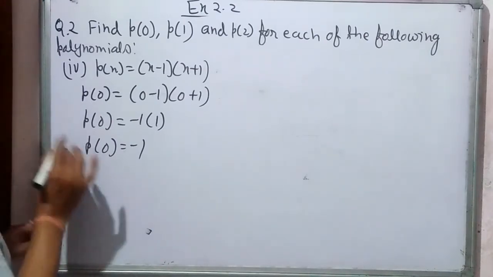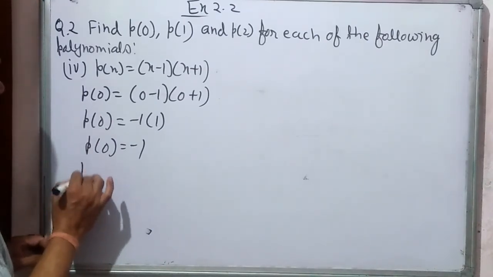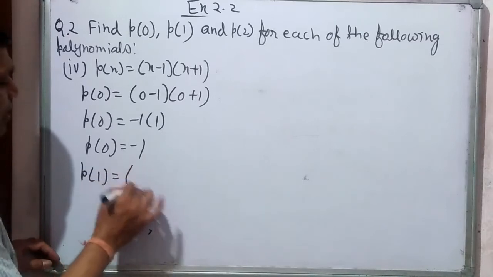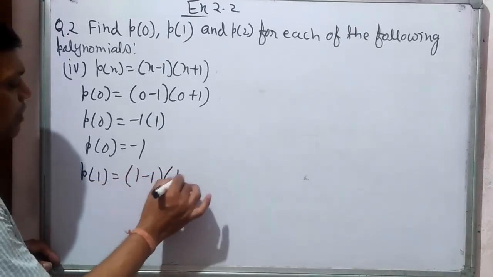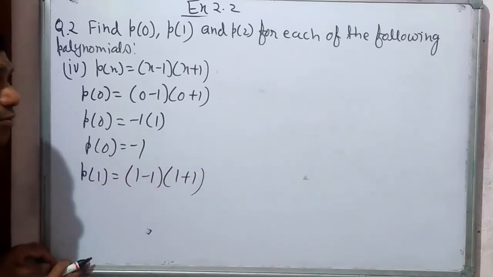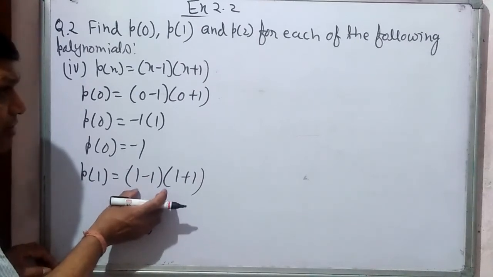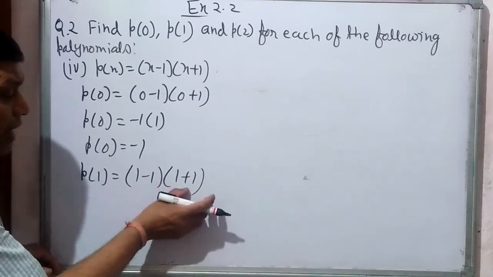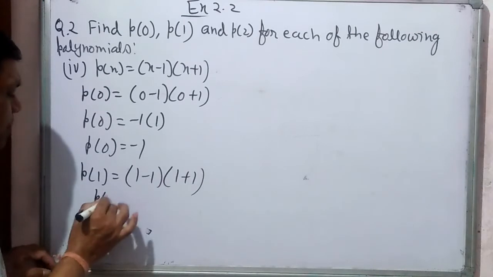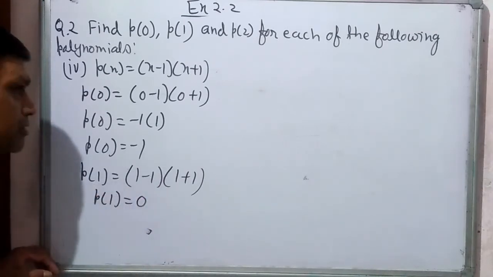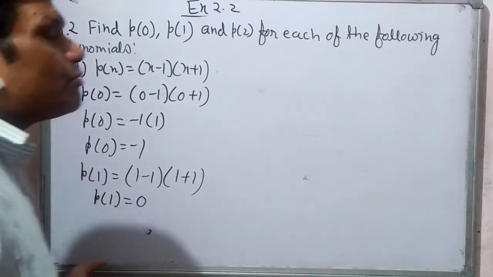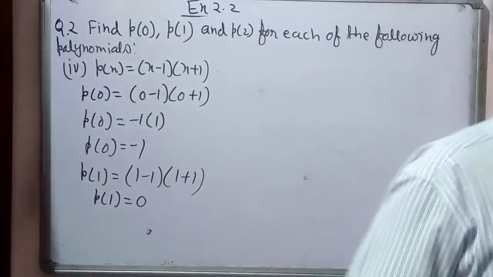For finding P1, let us see the polynomial's value at 1. We shall have 1 minus 1 multiplied with 1 plus 1. What will that result? 0. 0 into anything is 0. So P1 should be 0. That means x equals 1 is a 0 of this polynomial.